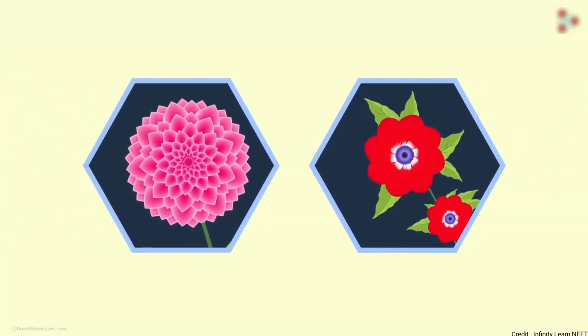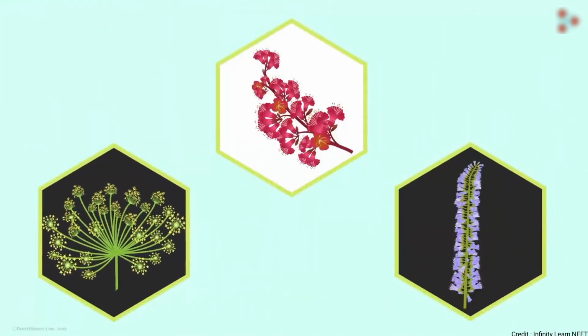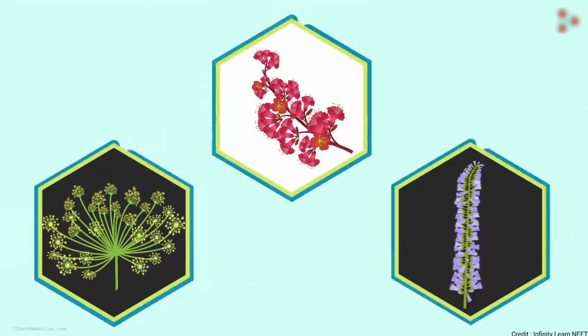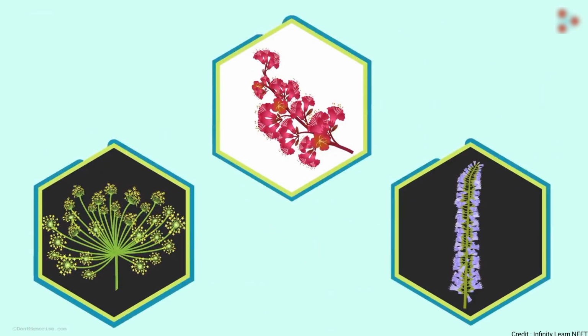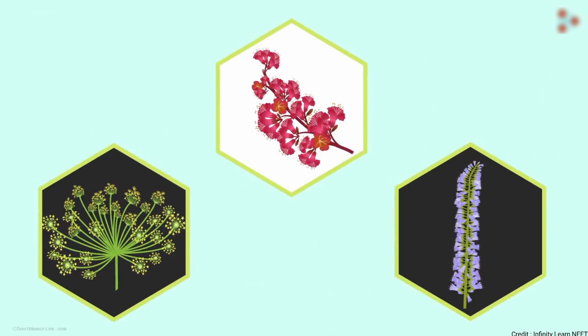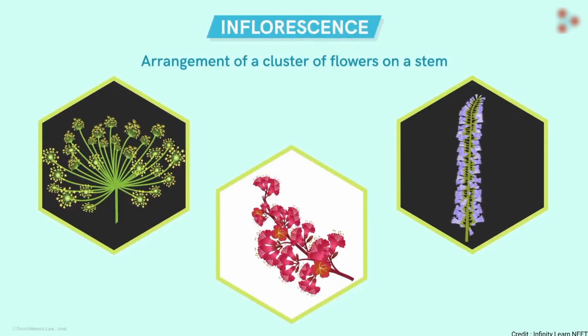Flowers come not only in a variety of shapes, but also in a variety of types. Have a look at these flowers, for example. Aren't these beautiful masterpieces different from the conventional ones that we usually glance at? Yes, and since they are totally different, this type of arrangement is given a special name as well. Such an arrangement of a cluster of flowers on a stem is called inflorescence. Let's understand this beautiful concept in detail.